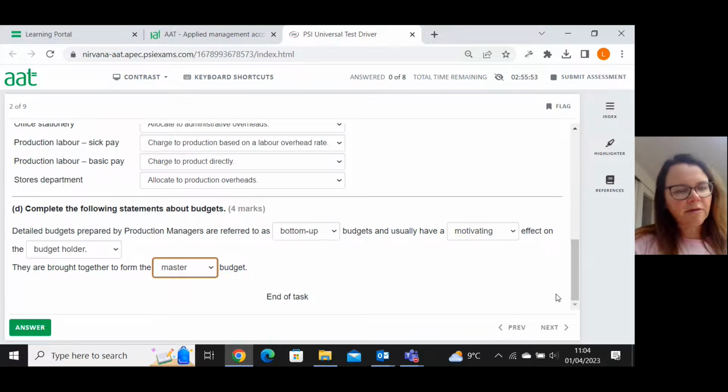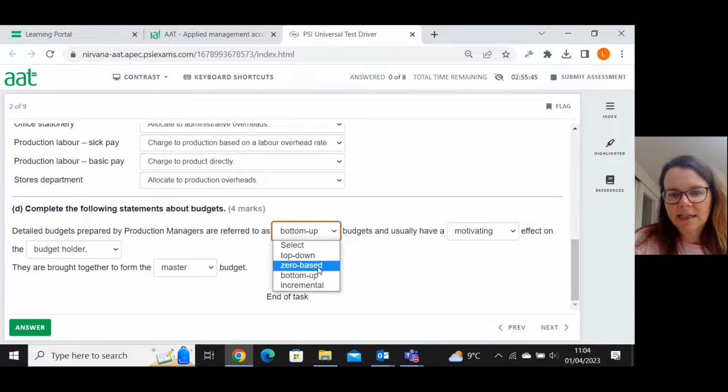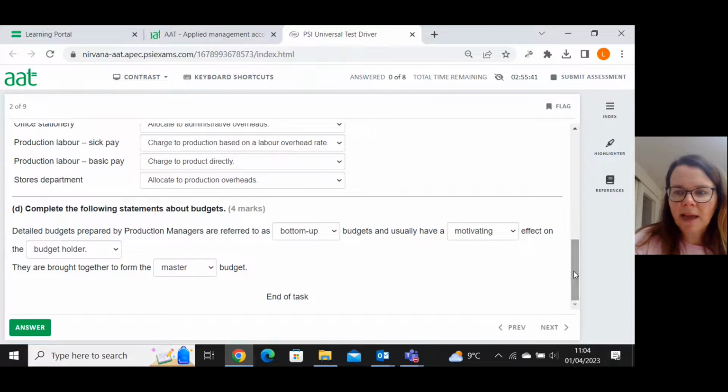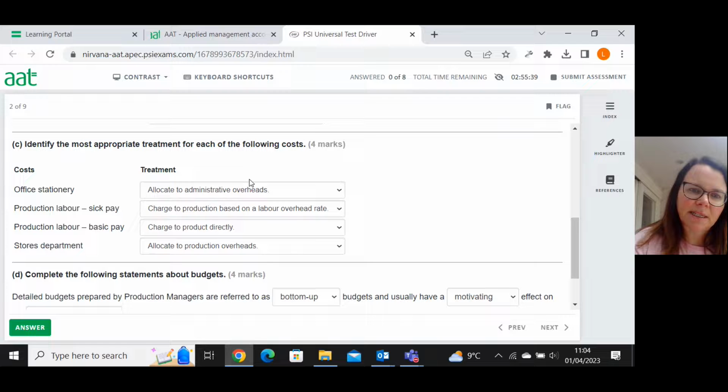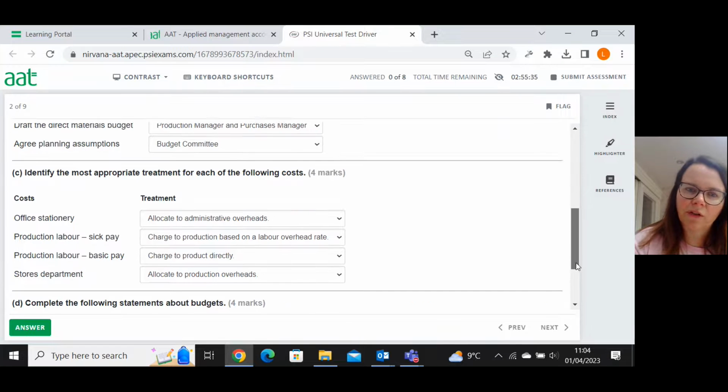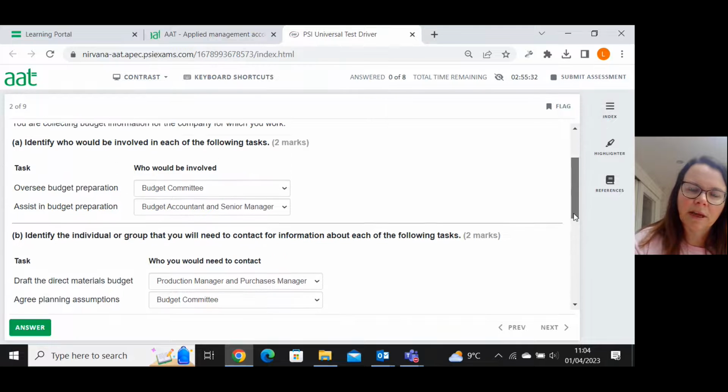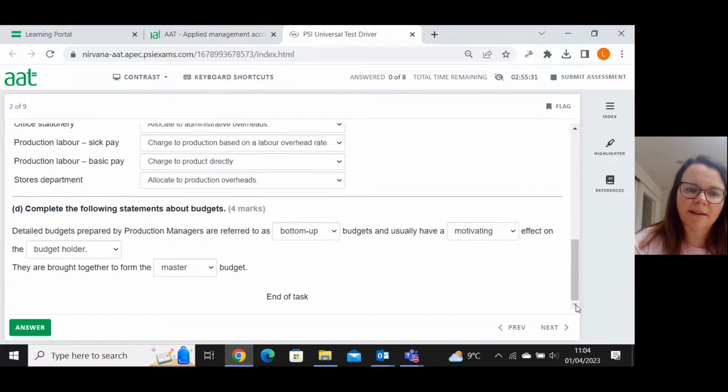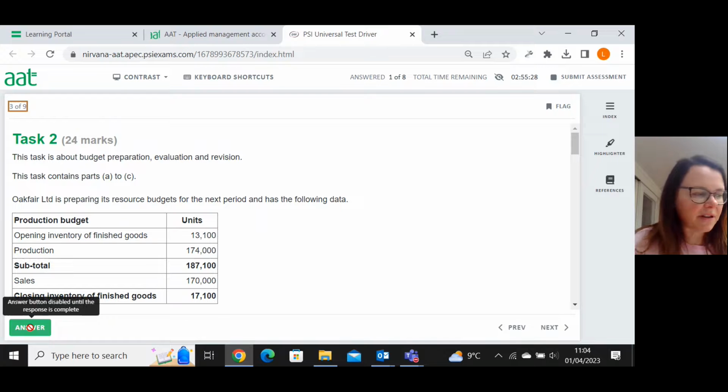Right? So from what I'm seeing there, we need to have knowledge of bottom up, top down, incremental, zero based. You know, they're the options. Make sure you know what all of those are, and this business of how you treat the costs, and as well the different responsibilities. So if you know your stuff, fairly straightforward.